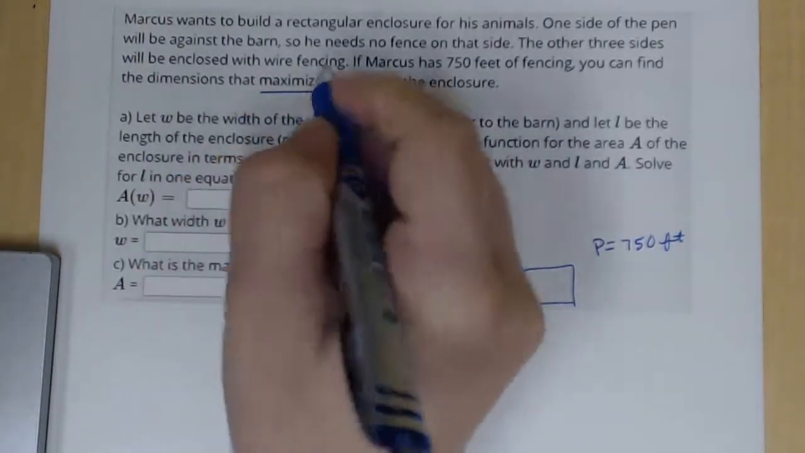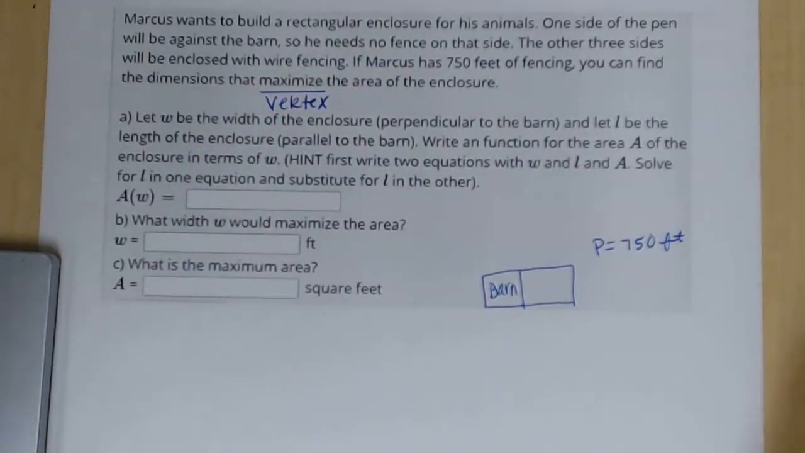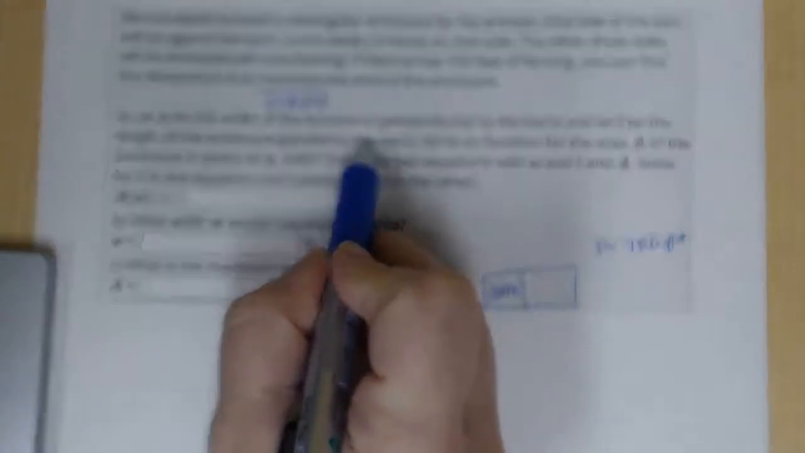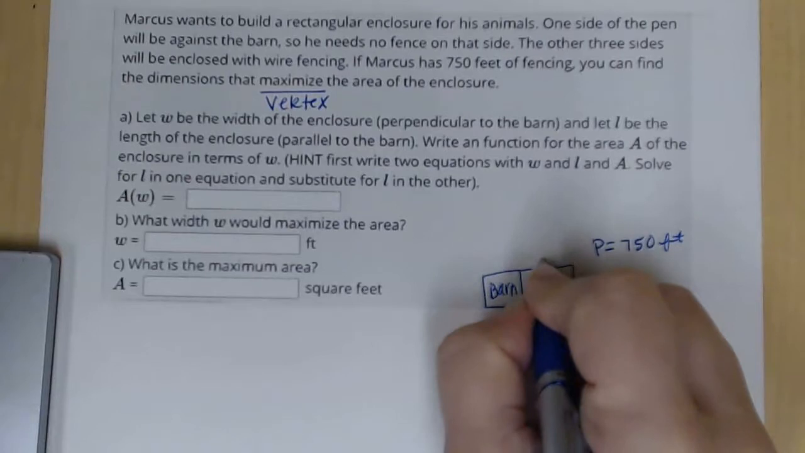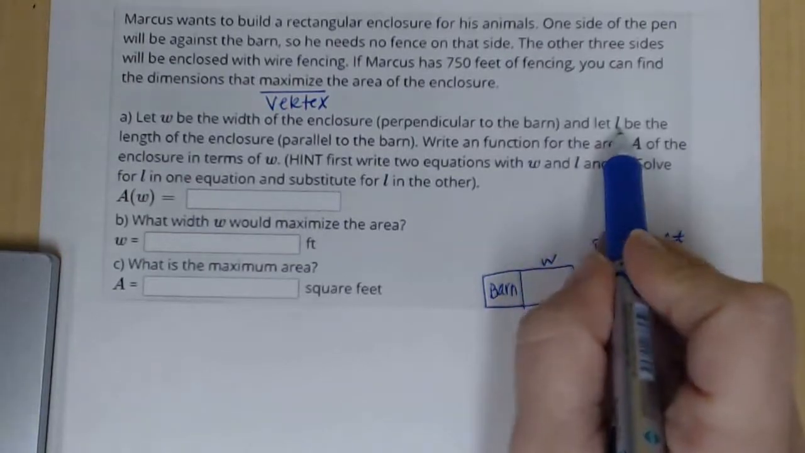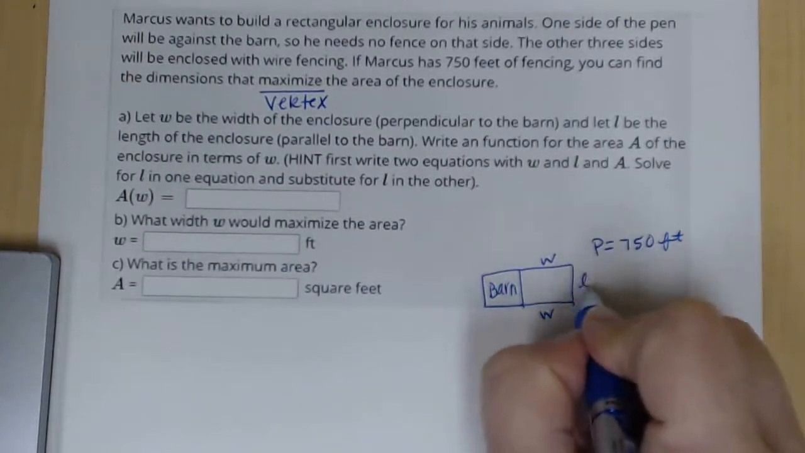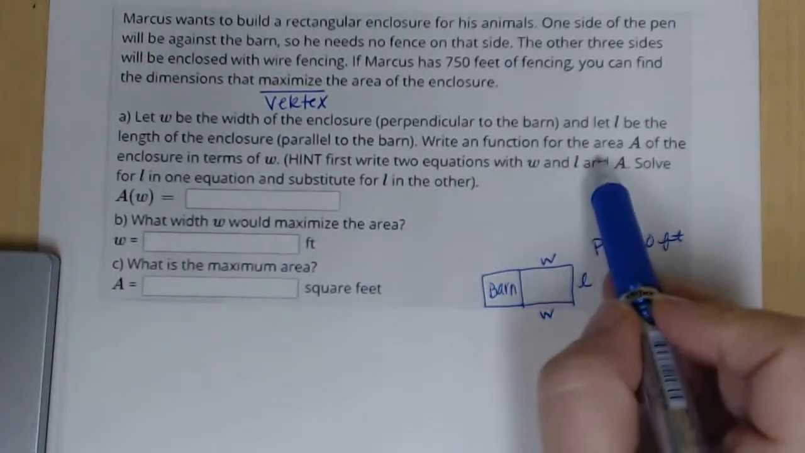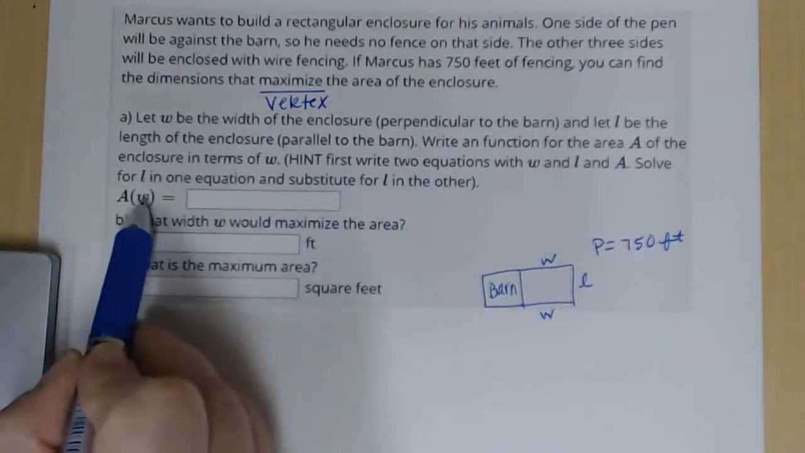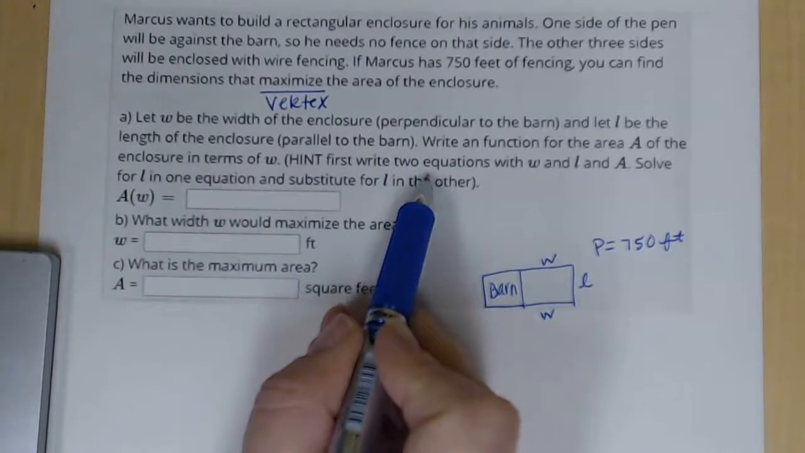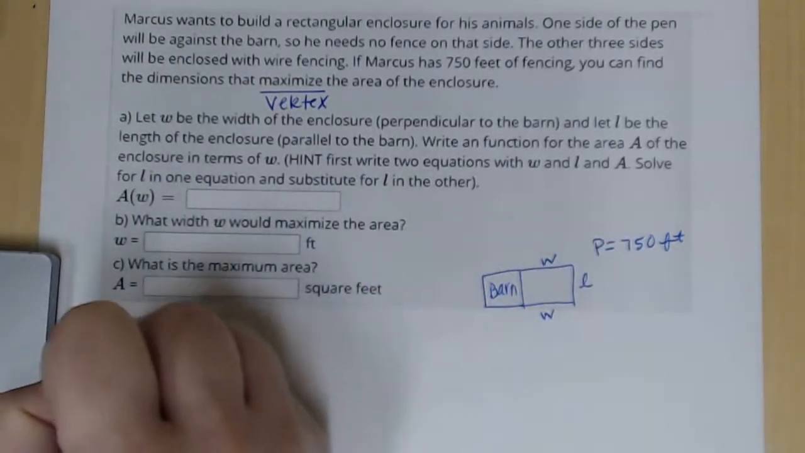So I'm wanting to maximize it, so we're probably going to have to use our vertex with this. Let W be the width of the enclosure perpendicular to the barn. So if here's the barn, here's the width, so this is a width. And L will be the length of the enclosure parallel to the barn. So this side's parallel, so that would be my length. Write a function for area of the enclosure in terms of W. You can see A of W. Hint, first write 2 equations with W and L and A. Solve for L.